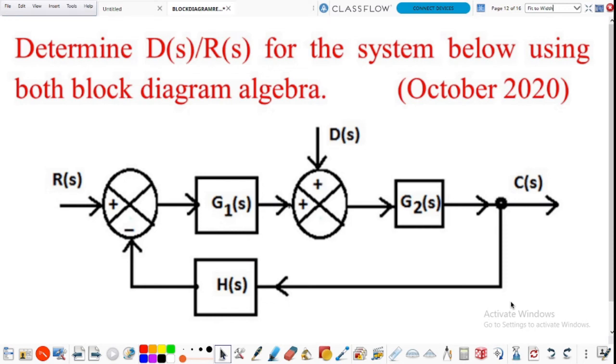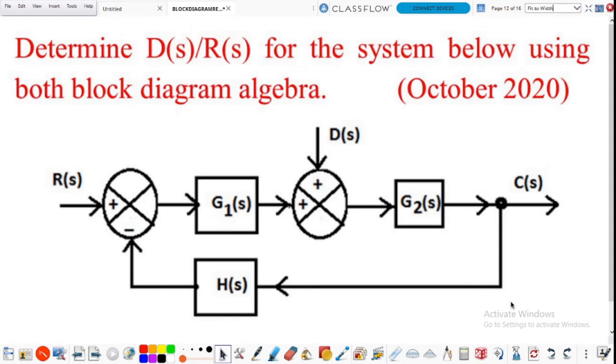Hi everyone. In this video, we are going to discuss another example of block diagram reduction. This is the previous examination question from October 2020. So coming to the problem, previous examination question.